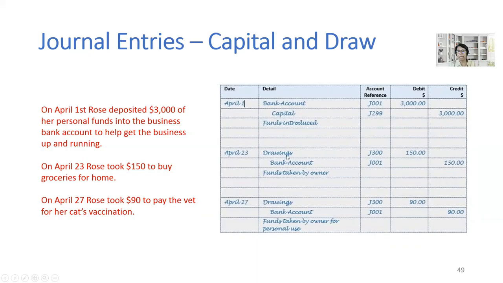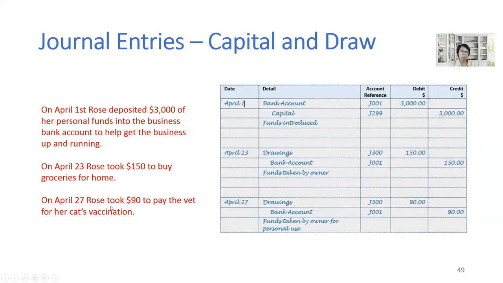So we debited draw. What happened to your bank account? It went down, right? So our bank account went down $150. What means make bank account, which is an asset, go down? Well, credit. If you credit an asset, which is a bank account, it means make it go down. So our bank account went down by $150.